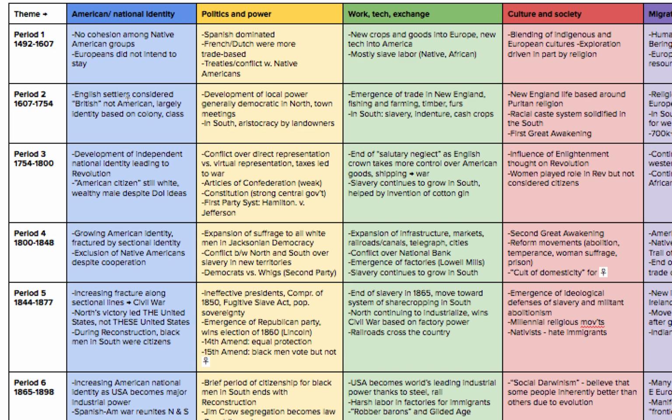In politics and power, 1844 to 1877, other than Abraham Lincoln, this is your period of some crap presidents, right? This gets us Fillmore, it gets us Pierce, it gets us Buchanan. Every one of those guys is always in the competition for bottom 10 presidents. Generally, they succeed.